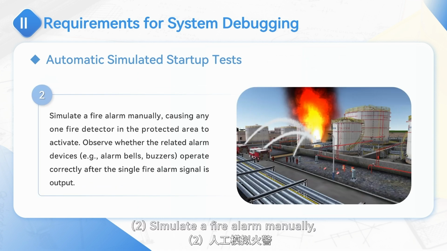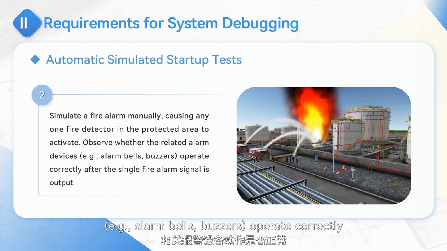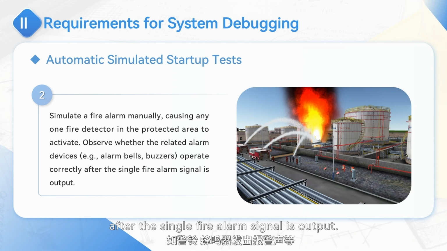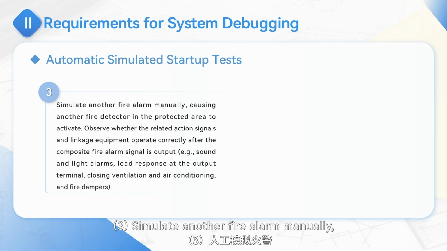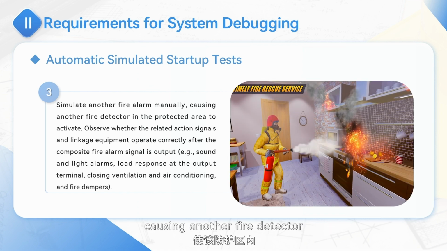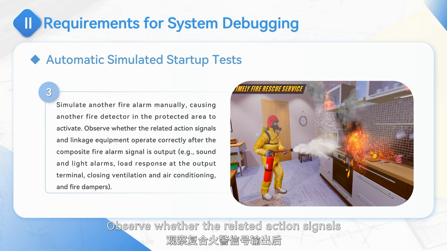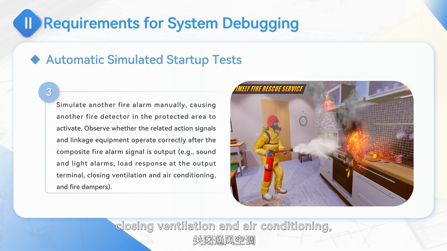2. Simulate a fire alarm manually, causing any one fire detector in the protected area to activate. Observe whether the related alarm devices, e.g., alarm bells, buzzers, operate correctly after the single fire alarm signal is output. 3. Simulate another fire alarm manually, causing another fire detector in the protected area to activate. Observe whether the related action signals and linkage equipment operate correctly after the composite fire alarm signal is output, e.g., sound and light alarms, load response at the output terminal, closing ventilation and air conditioning, and fire dampers.